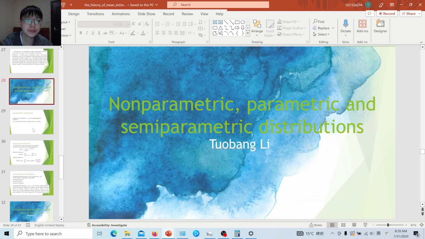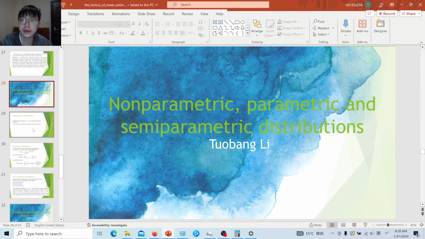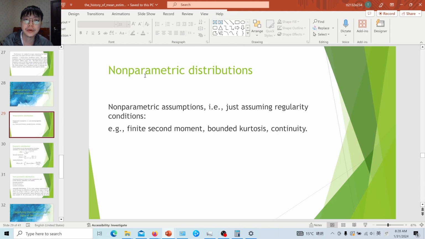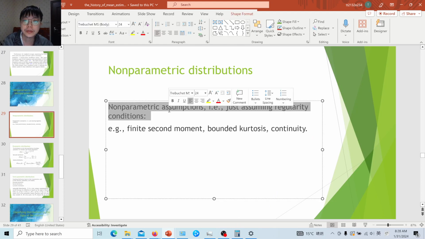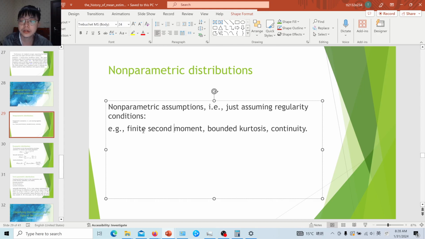Before we introduce the most important part, I would like to first clarify three concepts in classifying distributions. The first is the non-parametric distribution. A non-parametric assumption is not without any assumption. It still has some assumptions, for example, finite second moment, finite mean, bounded kurtosis, continuity, some regularity conditions, or a discrete distribution. This regularity condition has the property that it does not have any specified parameter; it is just finite or infinite.